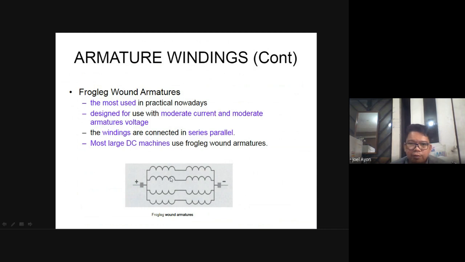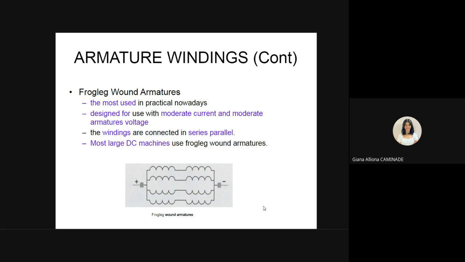Why is it series and parallel? Because these two coils are in series, right? Do you see, class? They are in series, in series, in series. Then this series winding is connected in parallel. That's why it is series-parallel. Frog-leg wound armatures. Alright? Questions so far? Clarifications? None? Are you still there? Yes, sir. Okay.